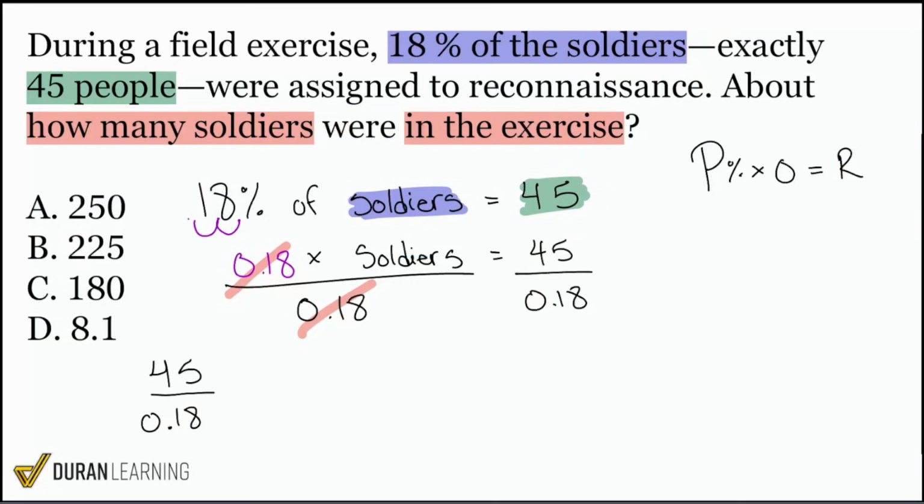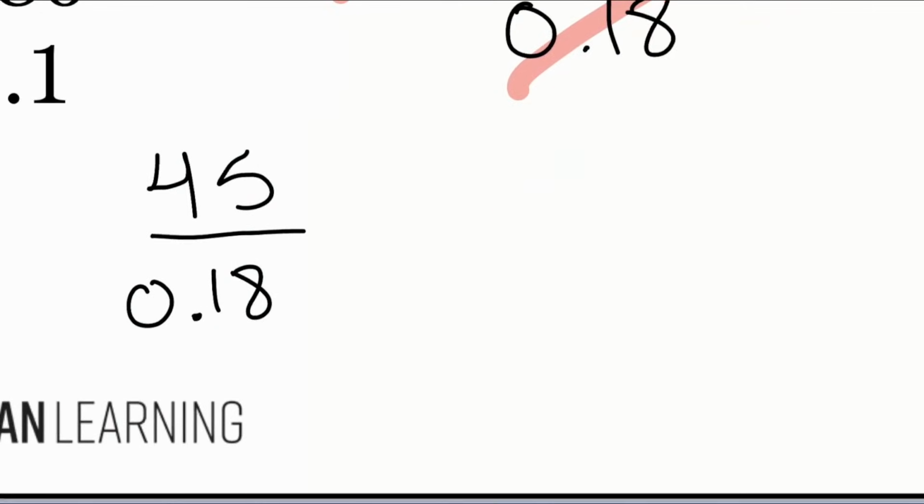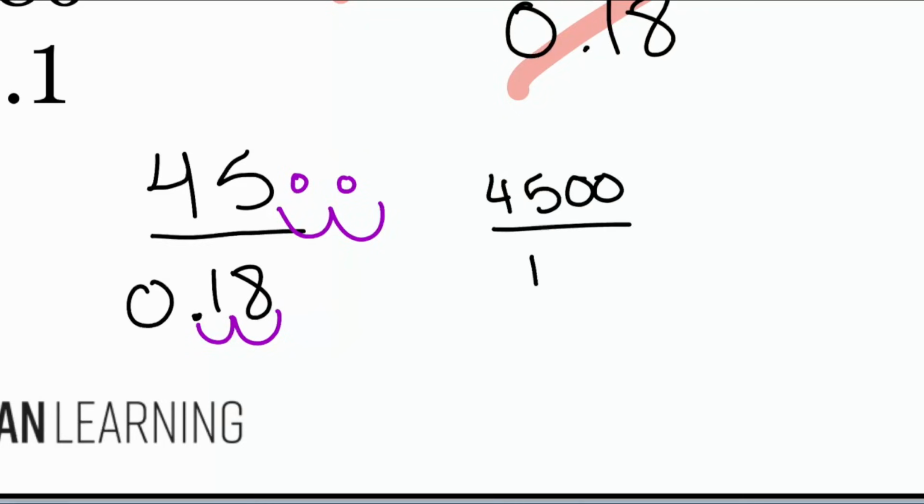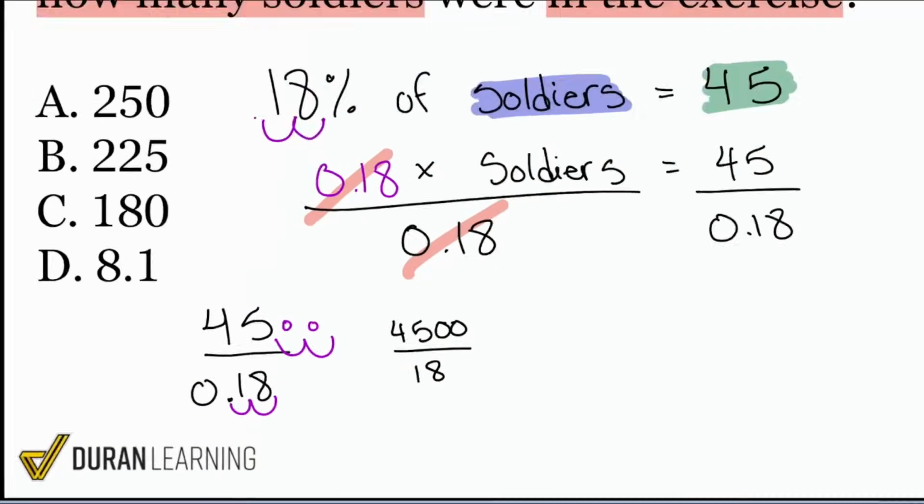Dividing by decimals. But all we have to do is not divide by a decimal. So we'll take that decimal place, move it once, twice to the right, and we'll do the same thing up top. Once, twice to the right. And so what we are going to do is fill in those zeros where they belong. So the same thing goes, it's 4,500 divided by 18. So now that we're here, we will do 4,500 divided by 18.